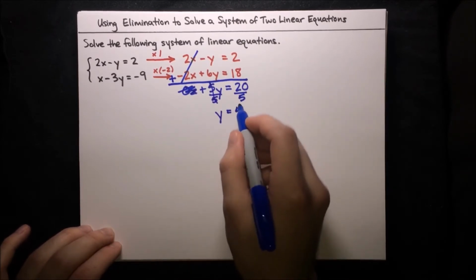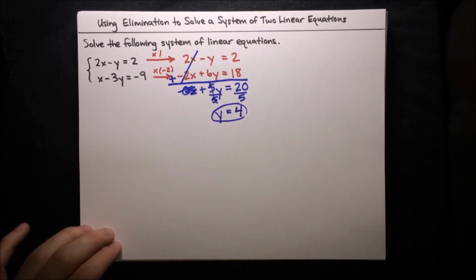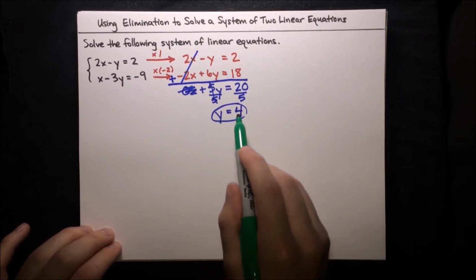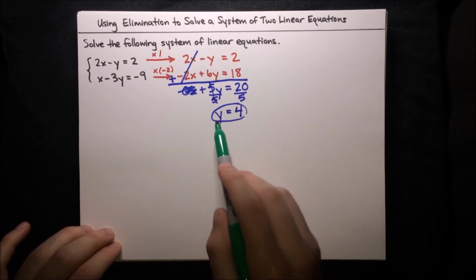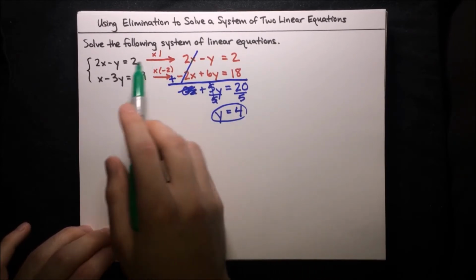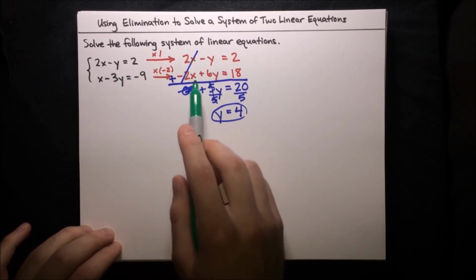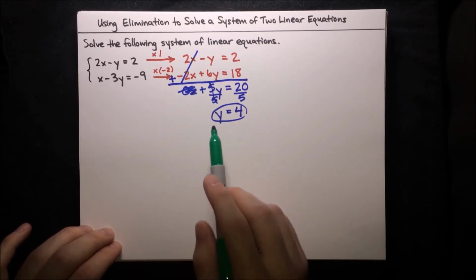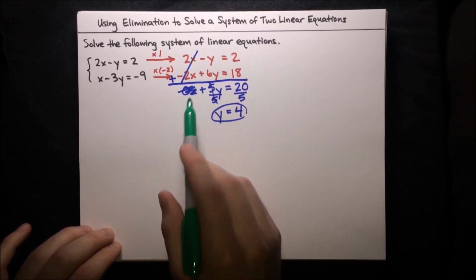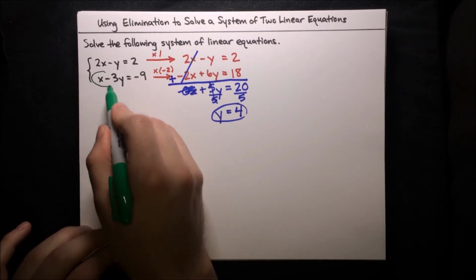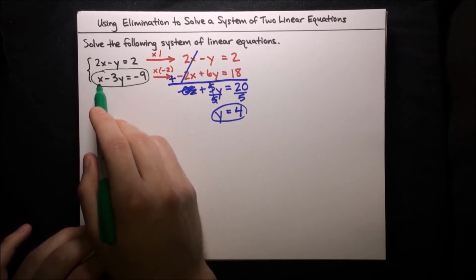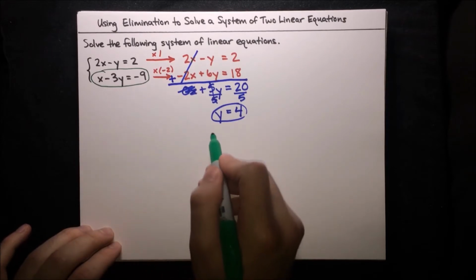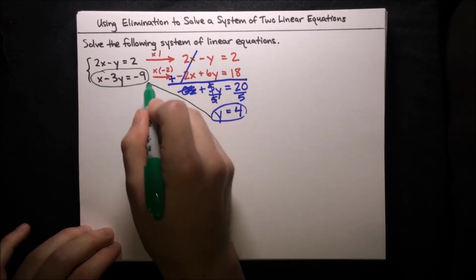Let's circle that so that we don't forget it. Now that we have the solution for y, we need to find the solution for x. But that's pretty straightforward because we can just plug this value of y into one of these equations that we have here and then just solve for x. Why don't we use an equation that is simplest to solve for x? How about that one right there? Because that has just a single x, no coefficient in front of it. So let's go ahead and plug in y equals 4 into this equation.